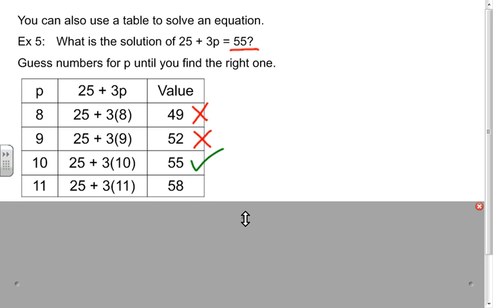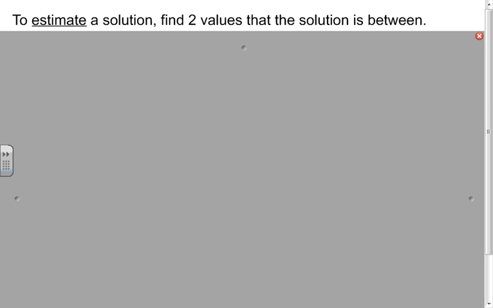You don't have to show another one after that, but just in case, if I would have plugged in 11, 3 times 11 is 33, plus 25 is 58, and that's too high. I was trying to get 55, so I know that 58 doesn't work either. You set up a table, you plug in values for p until you find the answer that's the right one. Now, sometimes you're not going to find exactly the right answer because the answer comes in between 2 of your numbers. Then you're estimating a solution. To estimate a solution, find 2 values that your solution is in between.